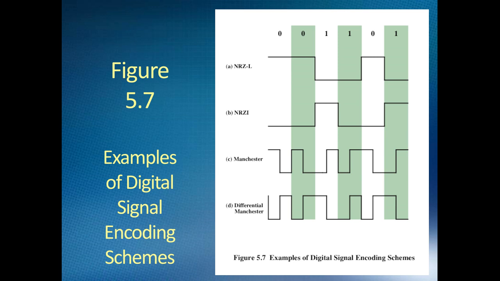Manchester, on the other hand, is better. Manchester is changing the value in the middle of the interval. For Manchester, we are changing the value in the middle of the interval. If it is 0, it will go from high to low. Look here, 0, high to low. If it is 0 again, high to low in the middle. 1 in the middle, low to high. 1 in the middle, low to high. 0 in the middle, high to low. 1 in the middle, low to high. If you do this, you will never make a mistake.